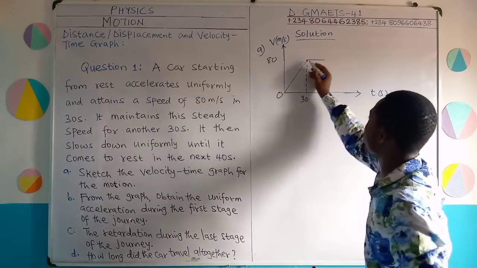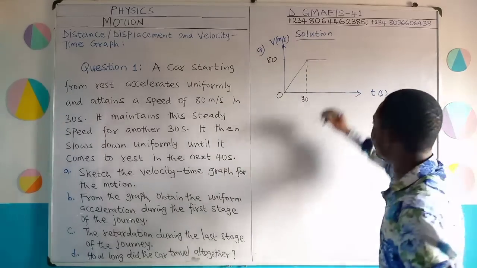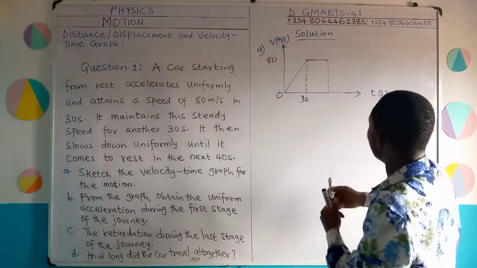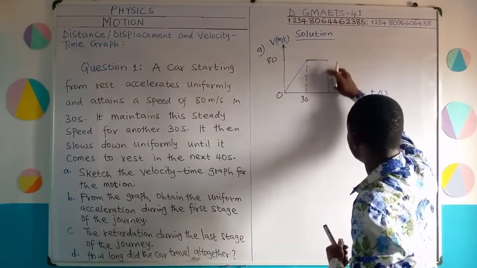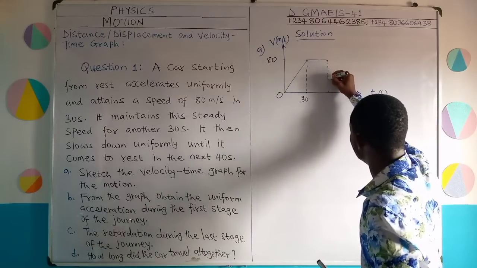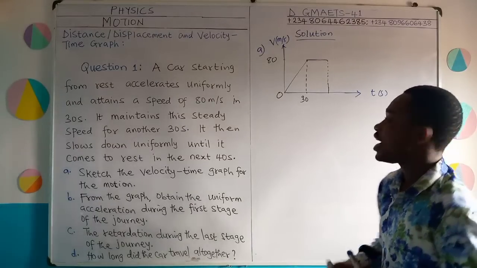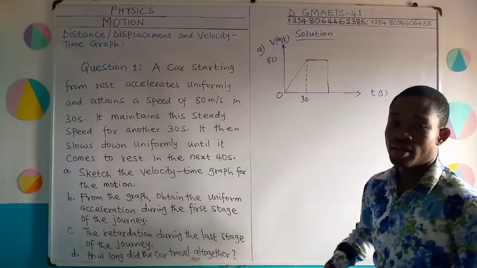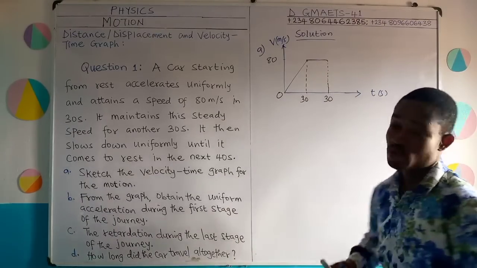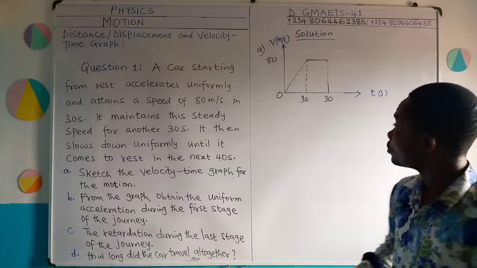So let me go this way. Since it maintained it, we go horizontally. There will be no change for another 30 seconds. That another 30 seconds, I'll bring it down to get the time. The speed 80 meters per second is constant. It maintained it. And then coming down 30 seconds again. That 30 seconds, if I like, I'll put 60 there, but let me just record 30. Later we can add up to get a total time based on the question, how long did the car travel?